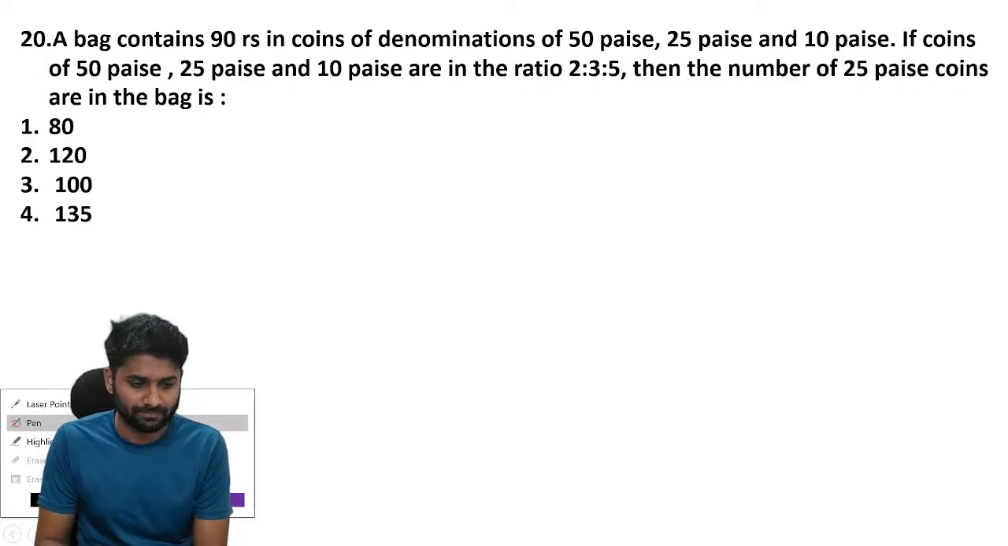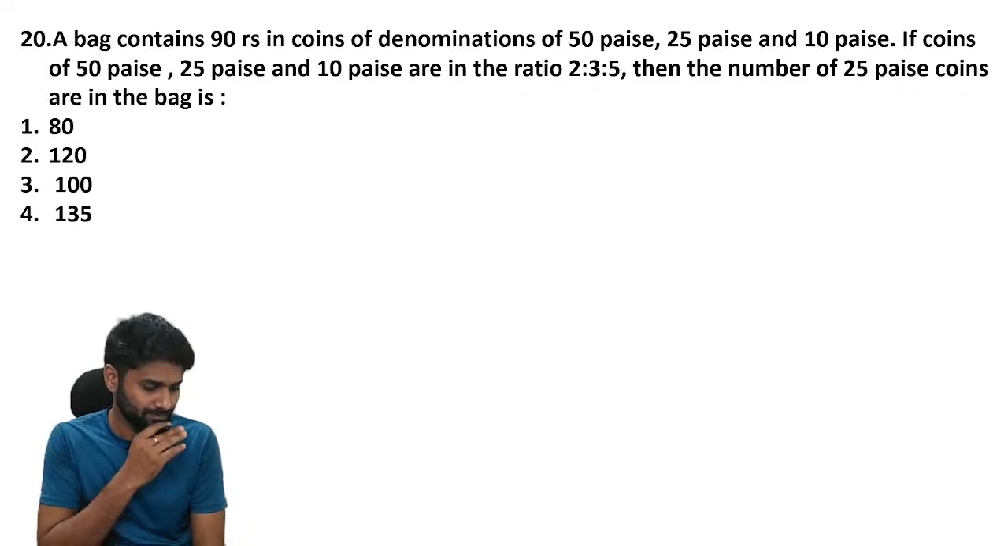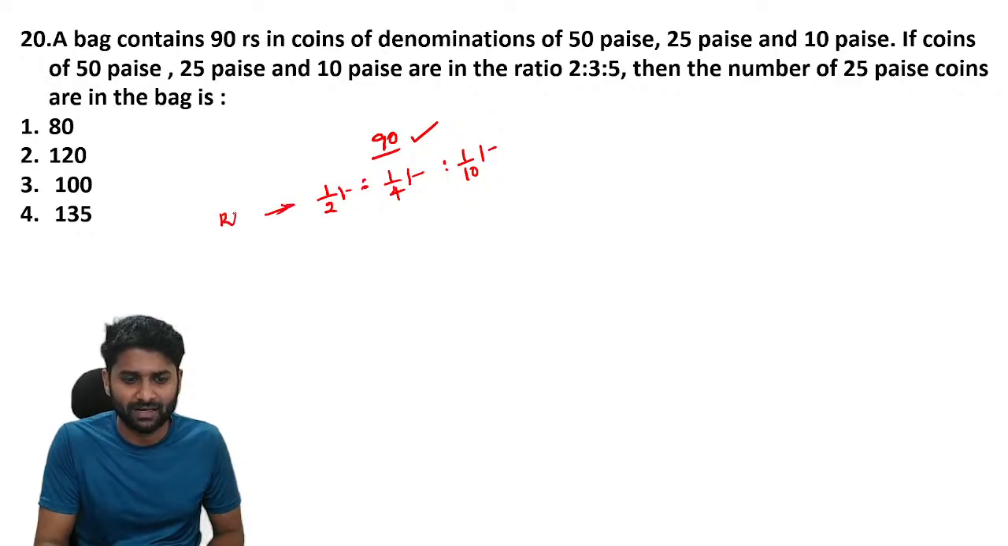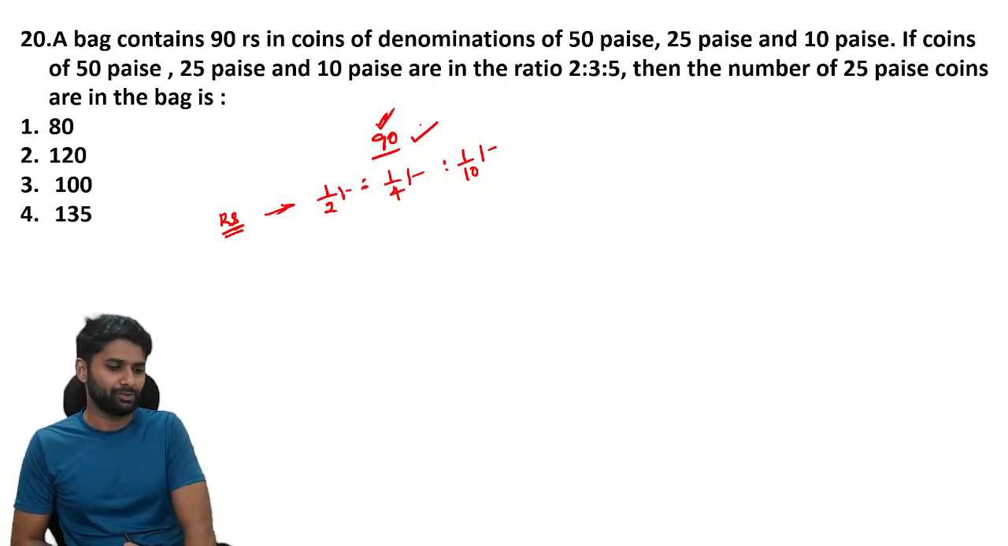Last question. Now a bag contains 90 rupees. The total amount is 90. It has denominations of 50 paisa, 25 paisa and 10 paisa. So let us take 50 paisa as 1/2 of the rupee. 25 paisa is 1/4 of the rupee. And 10 paisa is 1 by 10th of a rupee. So we converted the entire data into rupees. The reason is they have already given that the bag contains 90 rupees.